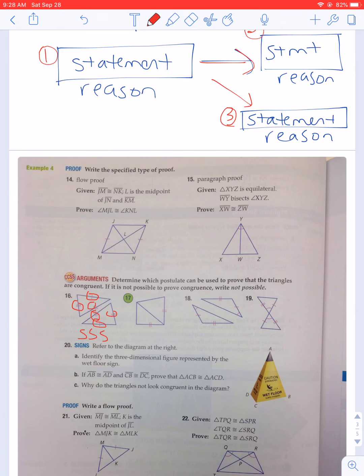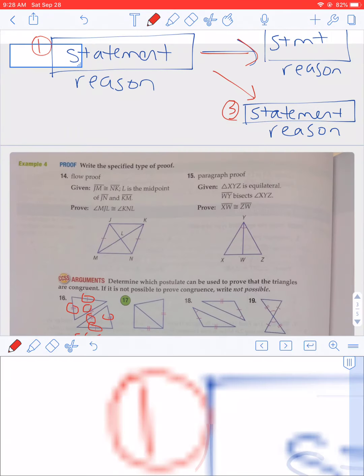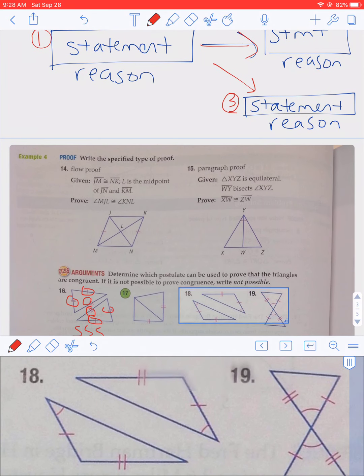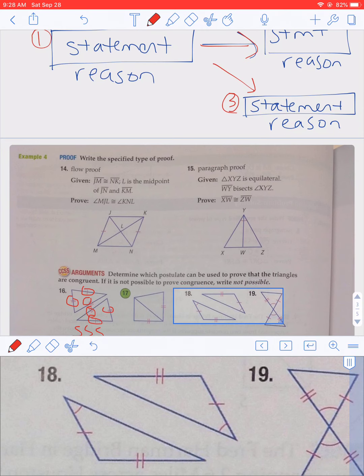If we were going to use SAS, we would need to know that these two angles are congruent. Let me make that a little neater. Yes, we would need to know that this angle and this angle are congruent. Then I would have had side, angle, side. So I kind of think of it as an angle sandwich between the two sides. And so because of this, this isn't going to work.